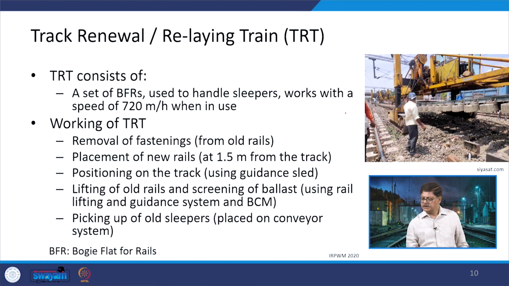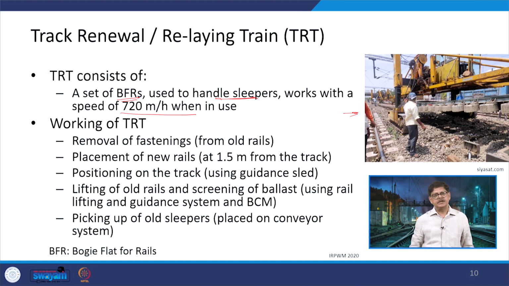Here you can see in this photograph that the sleepers as well as the rail have been lifted up. These are the already used sleepers. If they have to be taken out, then there is another procedure of doing it. There is a set of BFRs, that is bogie flat for rails, which are used to handle sleepers. It can work at a speed of 720 meters per hour.